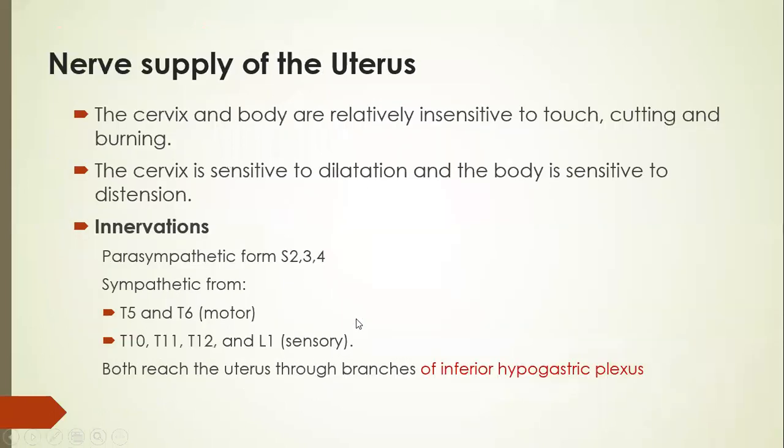Okay. Now coming to the nerve supply of the uterus, the cervix and body are relatively insensitive to touch, cutting, and burning because they are supplied by the sympathetic and parasympathetic, that is, the autonomic nervous system.